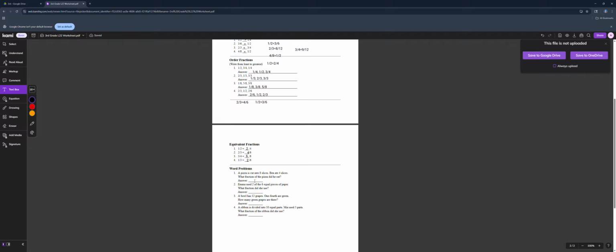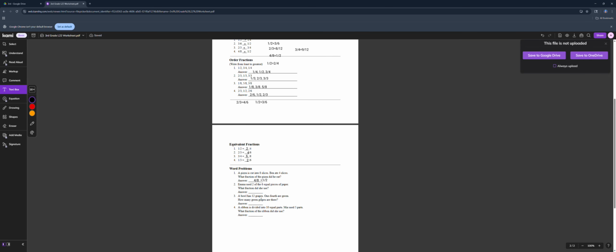Then your word problems. A pizza is cut into 8 slices, Ben ate 4 slices. What fraction of the pizza did he eat? So we know there's a total of 8 slices, so that's going to be the denominator. And he ate 4 out of the 8 slices. So it will look like 4/8. So that's the fraction of the pizza he ate. And if we simplify this, that would also equal 1/2.